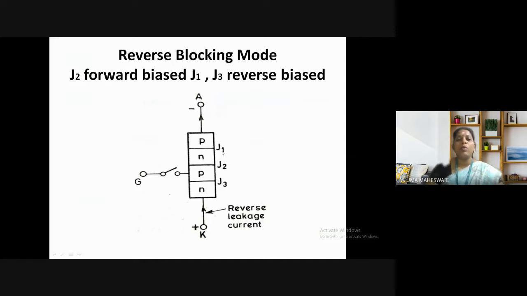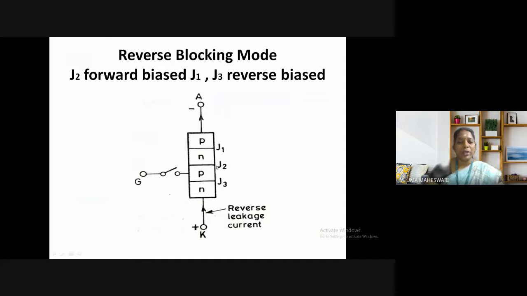Now we are going to see the polarity of the junctions, whether each is forward biased or reverse biased. With respect to junction J1, the minus is connected to the p-type layer and the plus of the cathode is connected to the n-type layer. So we say that this junction J1 is reverse biased. P-type is connected to negative and n-type is connected to positive, so this junction is reverse biased.